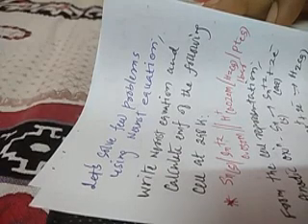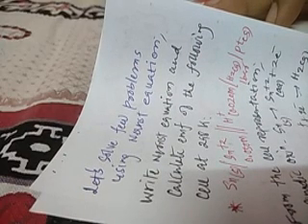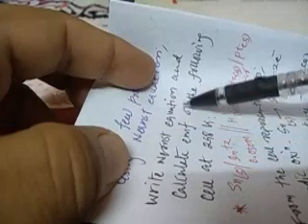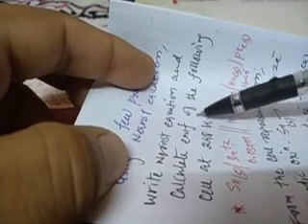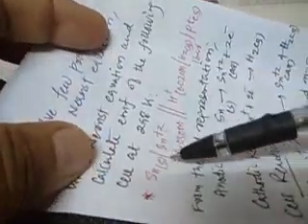Hello dear students. Let us solve a few more problems related to the Nernst equation and electrochemistry. The next question that we are going to solve is again related to the Nernst equation. It says: write the Nernst equation and calculate the EMF of the following cells at 298 Kelvin.